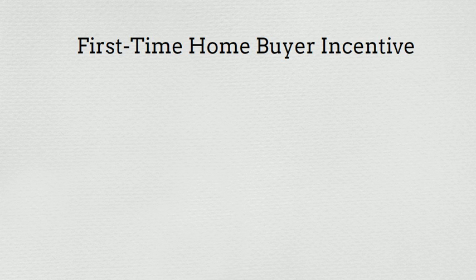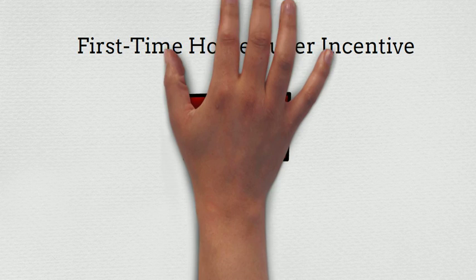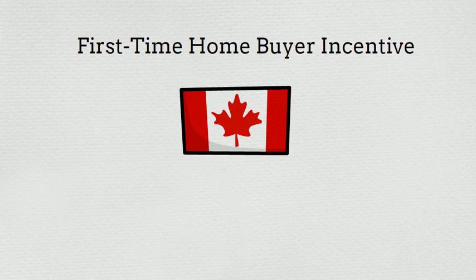Then we also have the first-time homebuyer incentive. First-time homebuyers may be eligible for a shared equity mortgage with the Government of Canada. With a shared equity mortgage, the government offers you financing without interest. This helps reduce your monthly mortgage payment without increasing your down payment.